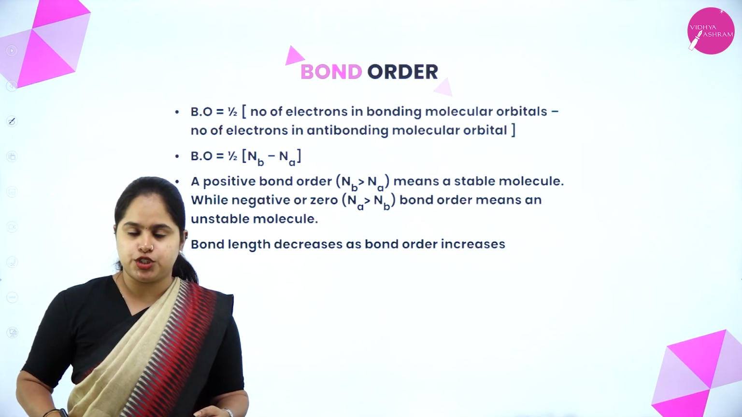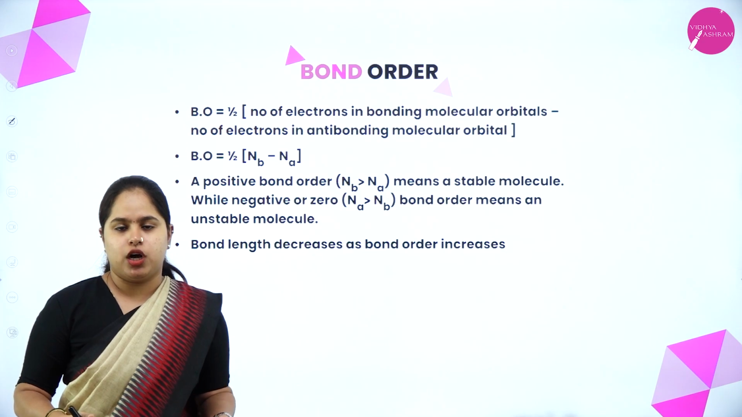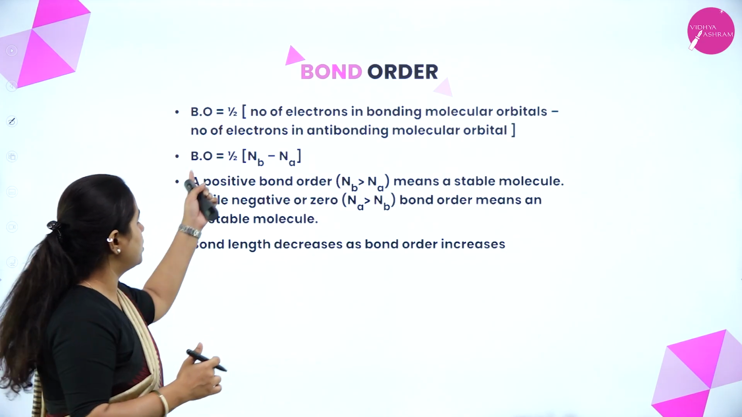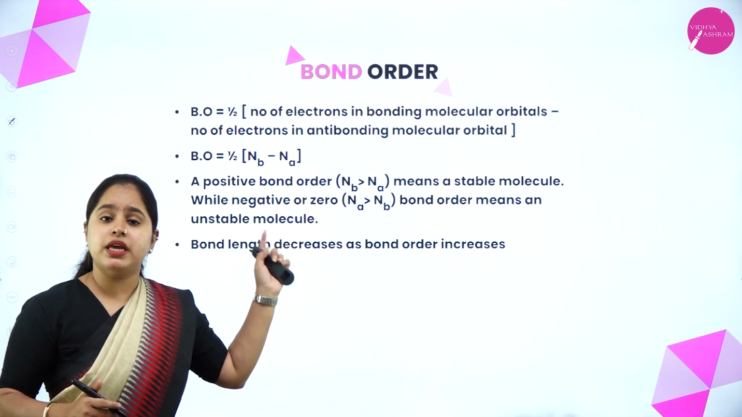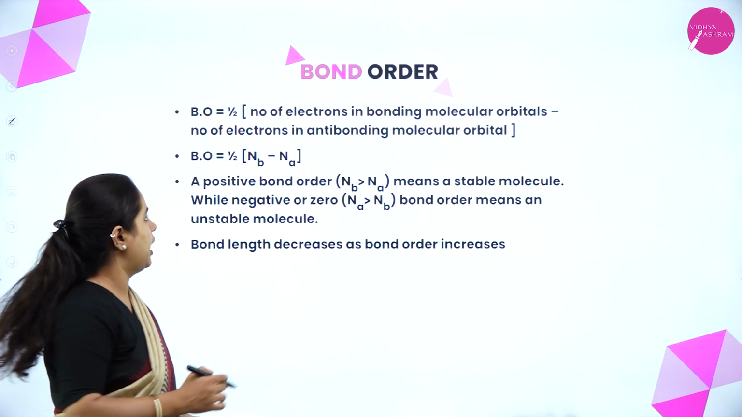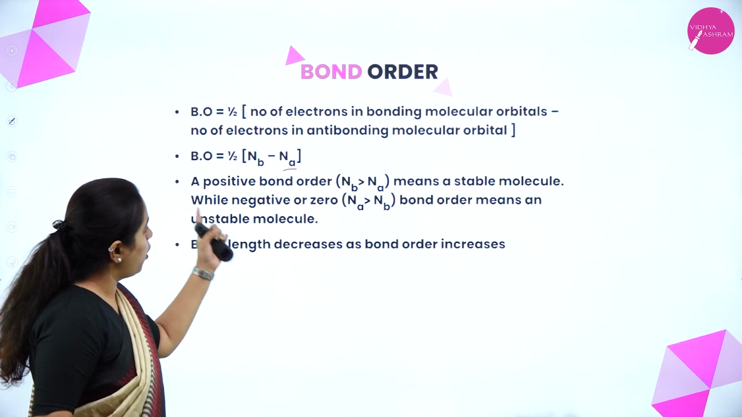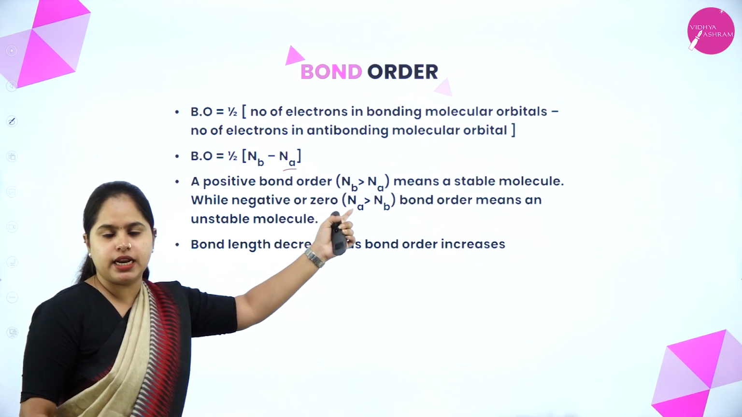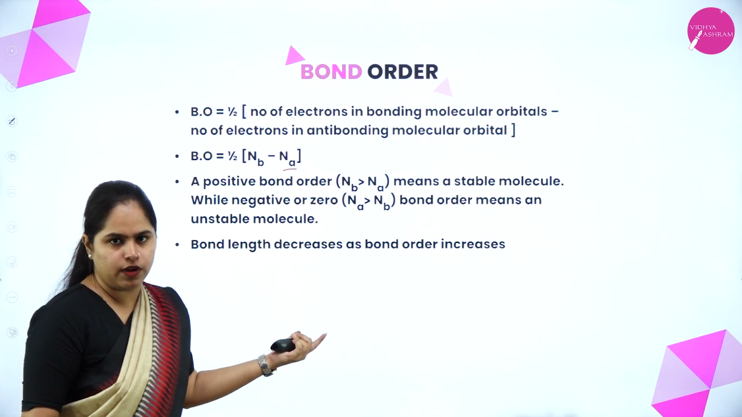That is half into the number of electrons present in the bonding molecular orbital minus the number of electrons present in the anti-bonding molecular orbital. So that is equal to half of Nb minus Na. Nb represents the number of electrons in bonding molecular orbitals and Na the number of electrons in anti-bonding molecular orbitals. So a positive bond order, right? If Nb is greater than Na, then if we take the difference of Nb and Na, we get a positive value, right?